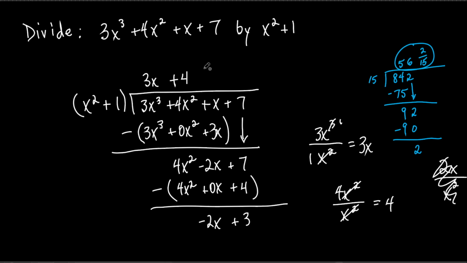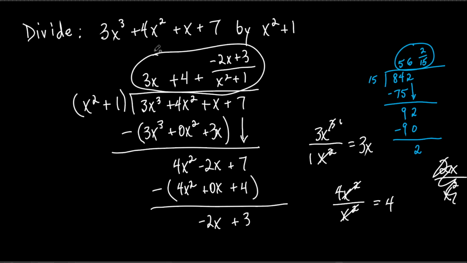So what we're going to do, I'm going to put a plus. And then I'm going to put negative 2x plus 3 over, what did we do over here? Our remainder was 2, so we put it over whatever we were dividing by. So put it over x squared plus 1. Now that looks ugly, I agree, but that's how you do it. Right there.